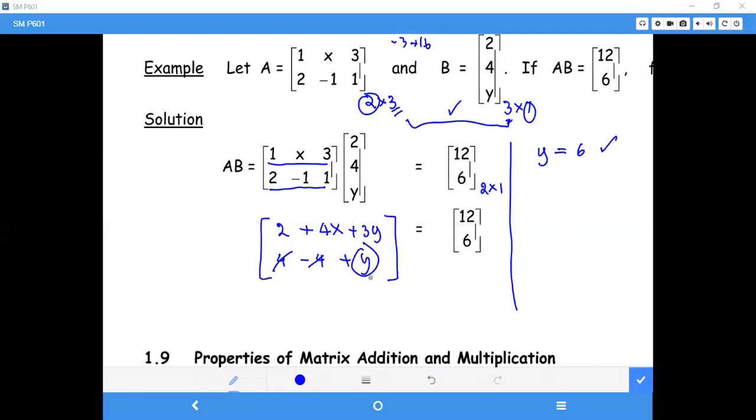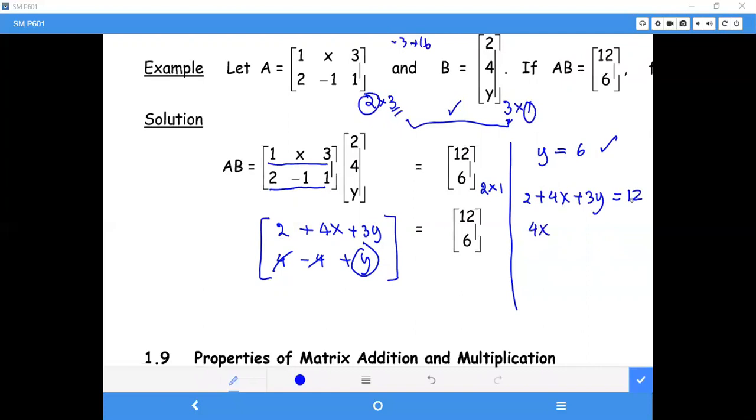If your y is 6, let's go back to that first equation. What do we have there? We have 2 plus 4x plus 3y, and it's equal to 12.